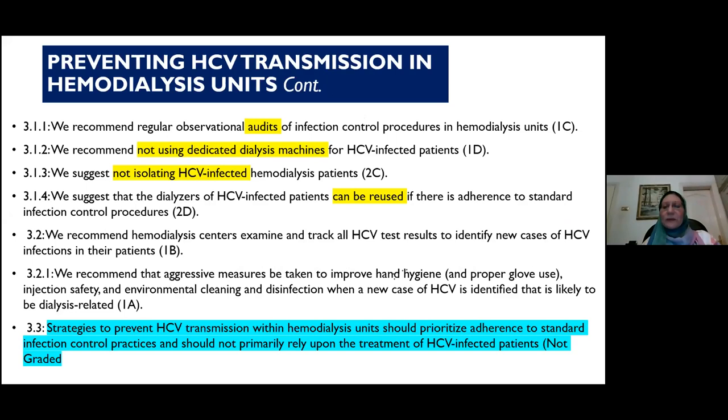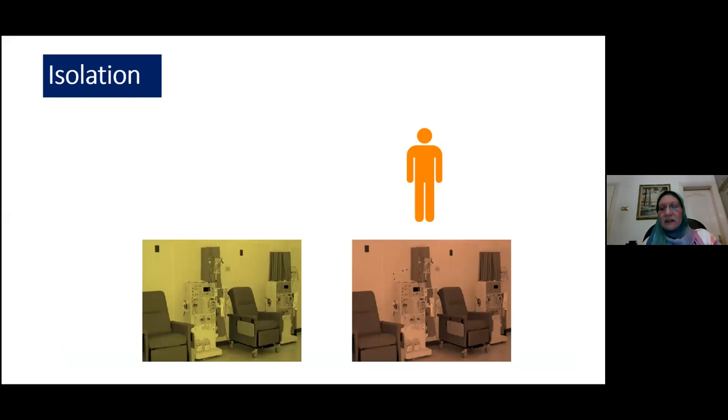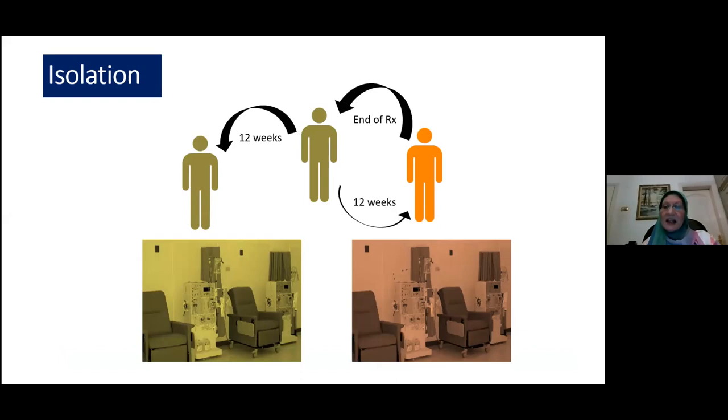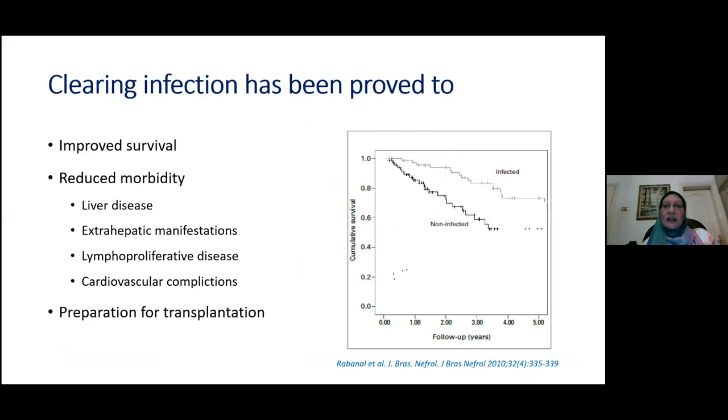We isolate our patients, and if the patient is HCV positive, he is dialyzed in the positive room, and then he is treated. At the end of treatment, we wait for 12 weeks. If the patient becomes negative, he is transferred to the negative room, and if he stays positive, he goes back. So he is in the positive room, but during these 12 weeks he could be in an intermediate room. Clearing infection in those patients has been proved to improve survival, reduce morbidity, prepare for transplantation, and eliminate an important focus of dissemination.